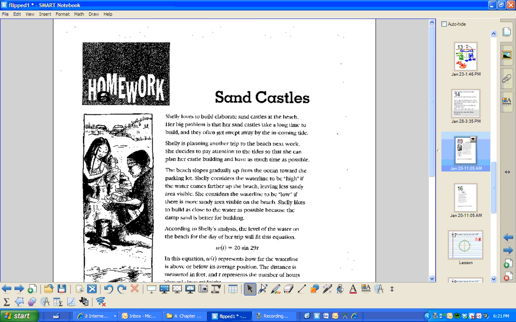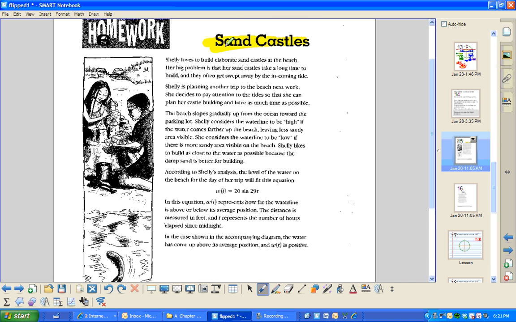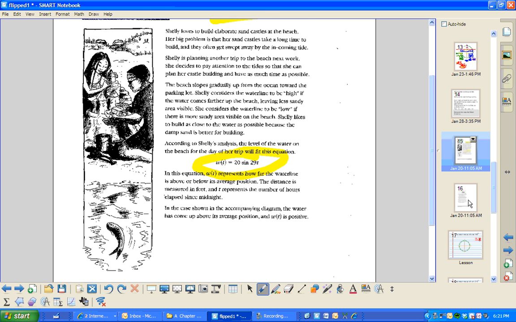Okay, you're going to have a sandcastle question tonight for homework. Actually, you're going to work it in class tomorrow, and you can see it's somewhat similar to what we just talked about. You can use class time to work all of that out.